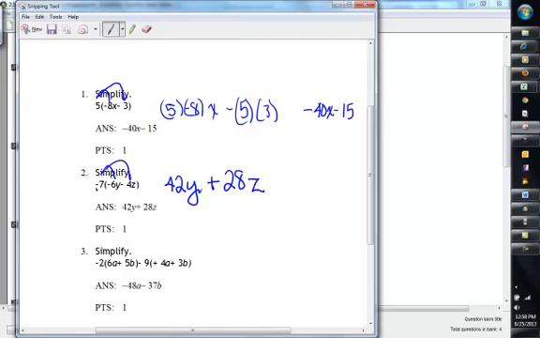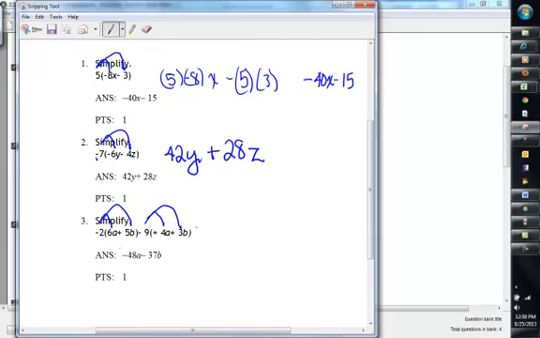The last one, we've got 2 sets of distributive here that we have to distribute at both sections. So -2 times 6 is -12a. -2 times 5 is -10b. -9 times 4 is -36a. -9 times 3 is -27b. Now we have to collect like terms.